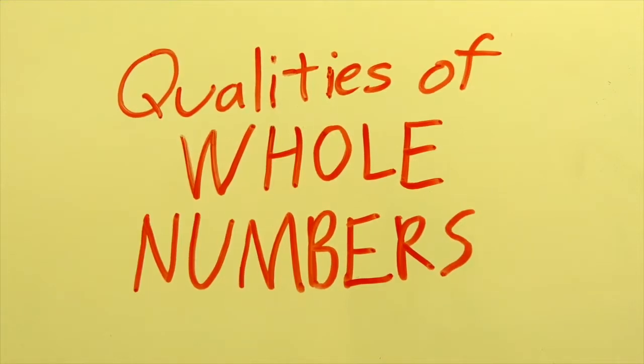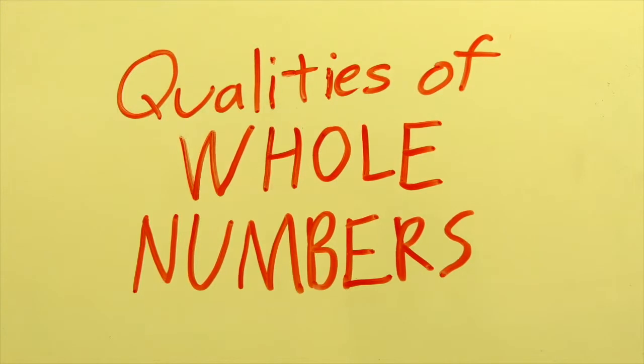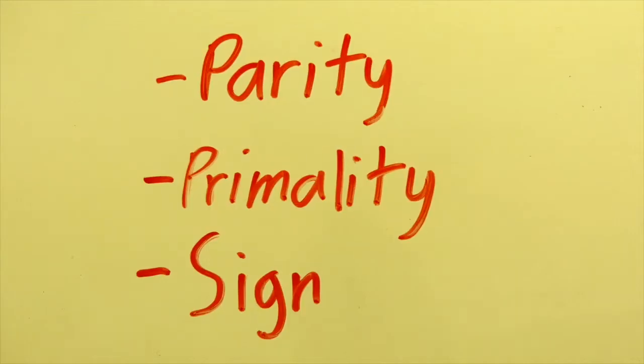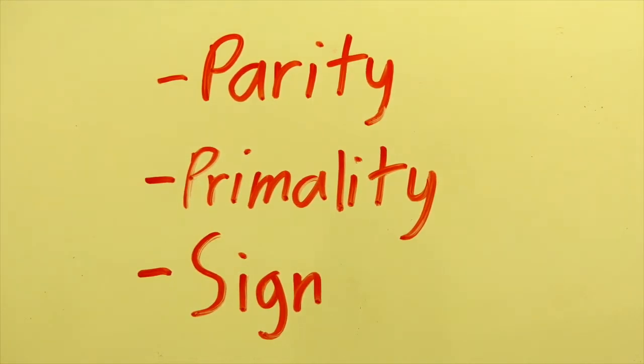Hello everyone, today we're going to look at qualities of whole numbers. Whole numbers are your typical numbers, 1, 2, 3, 4, 5. And we're going to look at 3 qualities of them. These 3 qualities are called parity, primality, and sign. Note that decimals don't have parity and primality, but they do have a sign.